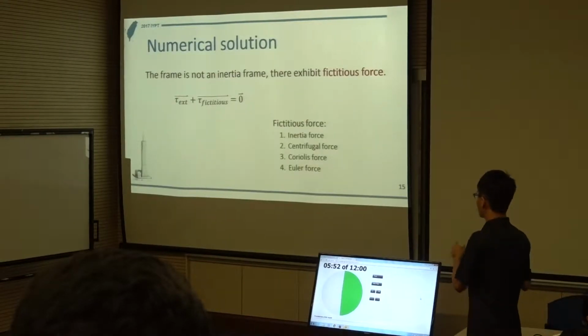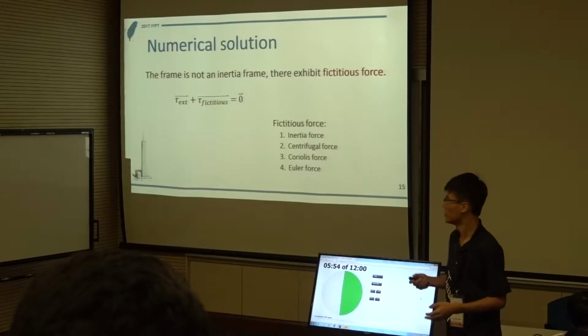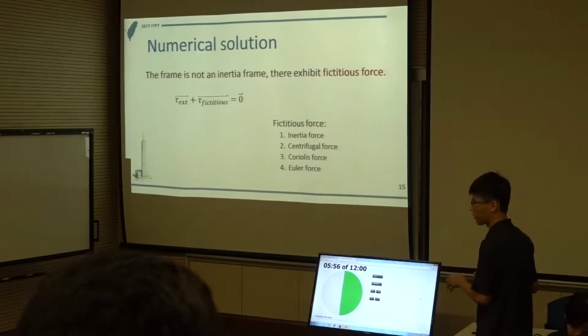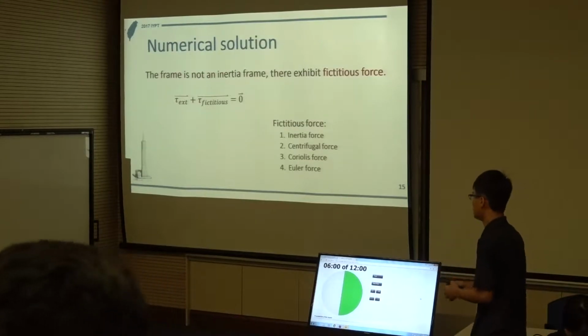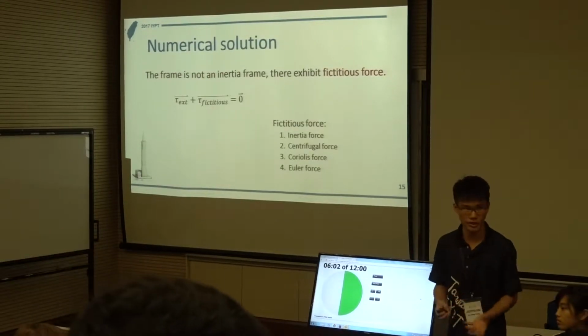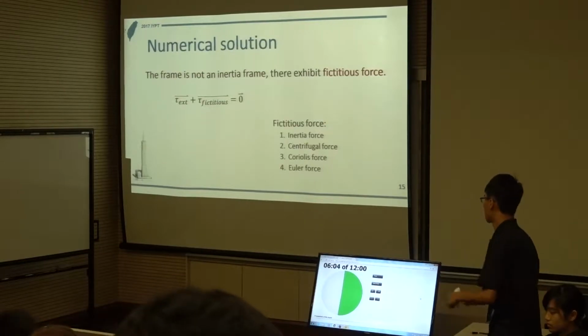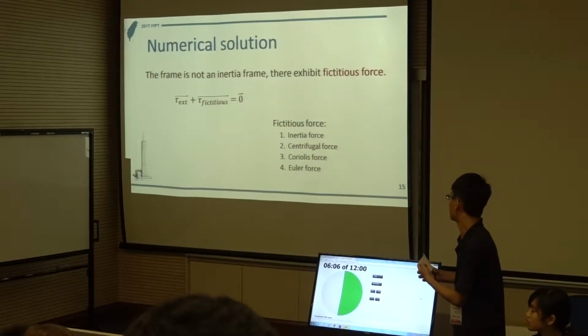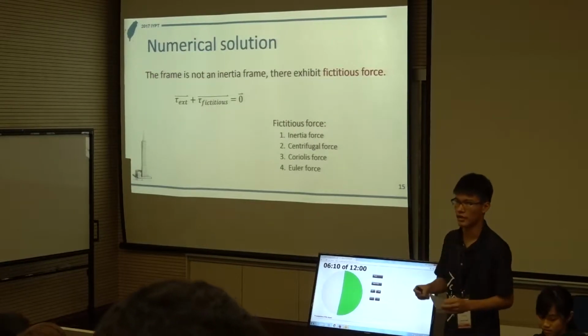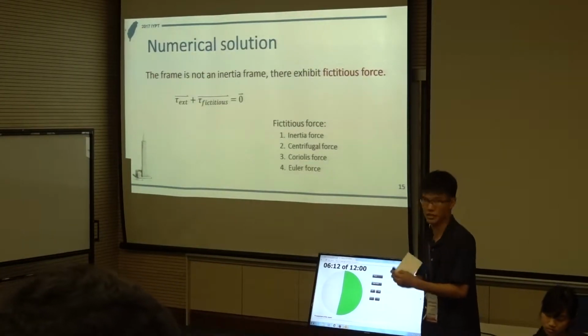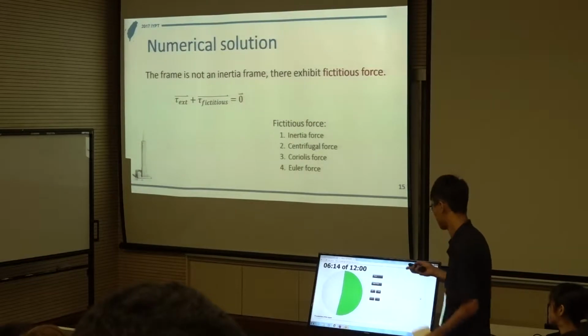And here are some fictitious forces that we consider. First is the inertial force, because it is a rotating frame, so we need to consider this. Second is the centrifugal force. And third is the Coriolis force, because there may be velocity. And fourth is the Euler force, because there is angular acceleration, so we need to consider the Euler force.